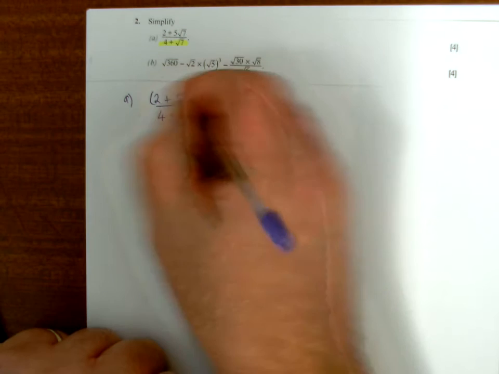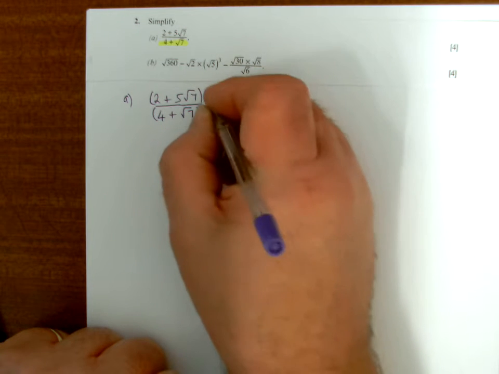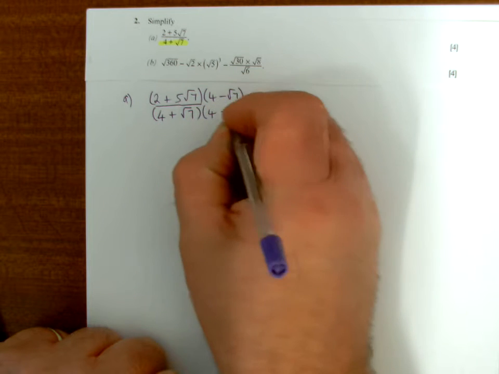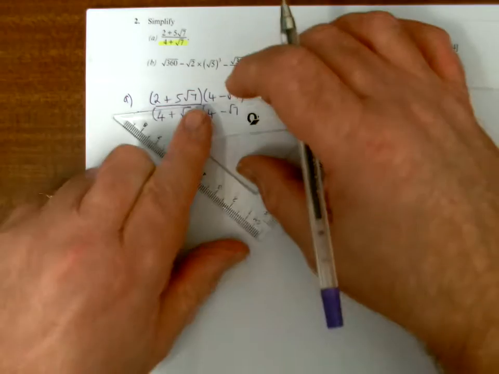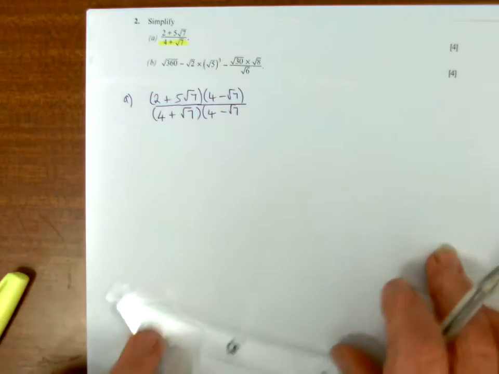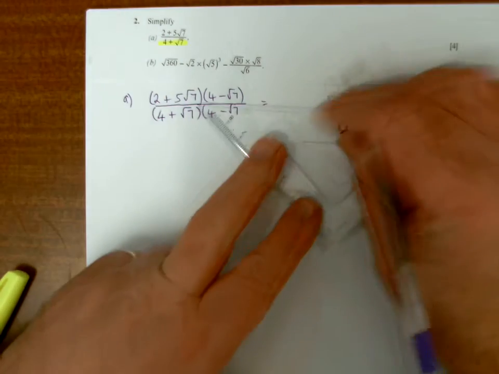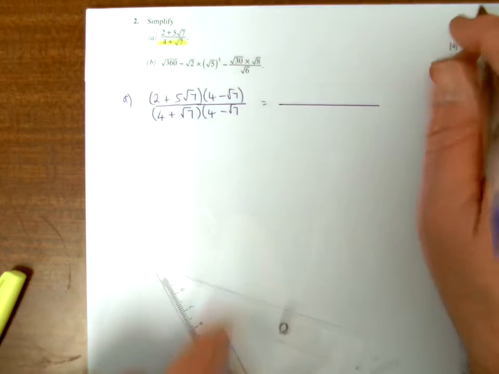So each of these, and we use a bracket to times them. Okay, so that's 4 minus root 7, 4 minus root 7. Must be in a bracket, otherwise you're not going to realise you've got to do FOIL on the top and the bottom line. Okay, so let's do FOIL on the top line.